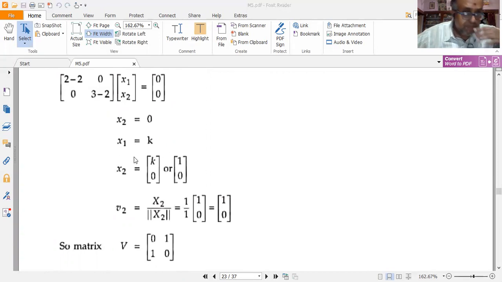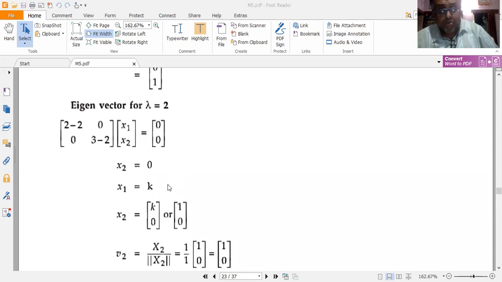So here let x1 be equal to k and x2 is equal to 0. Let me not choose both x1 is equal to 0 and x2 is equal to 0. Otherwise I get a divide by 0 problem. So in order to avoid that, I choose a non-zero value for one component and a 0 value for another component. So let x1 be equal to k, x2 is equal to 0.